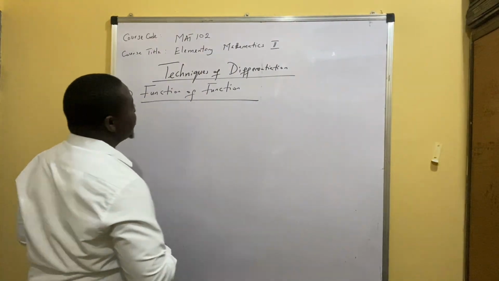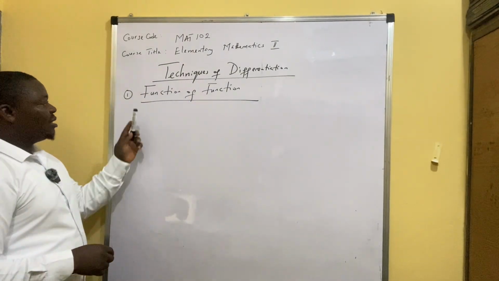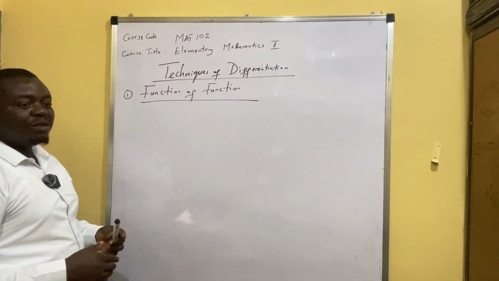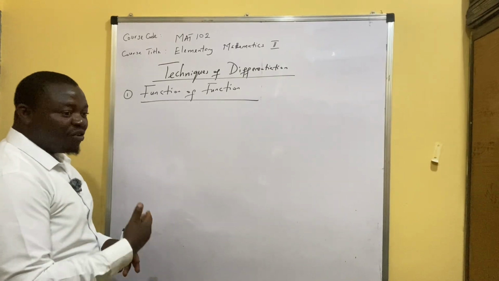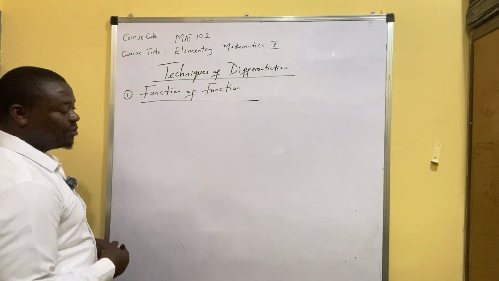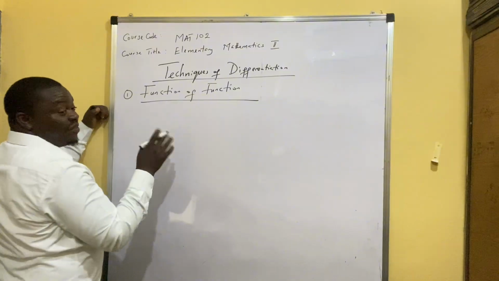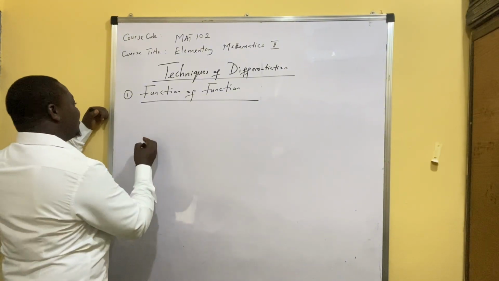So we want to look at the techniques of differentiation, and the first one is function of function. So how to find the derivative of a function of another function. Let's take, for example, first, identify a function of function. Okay, how do you identify a function of function?